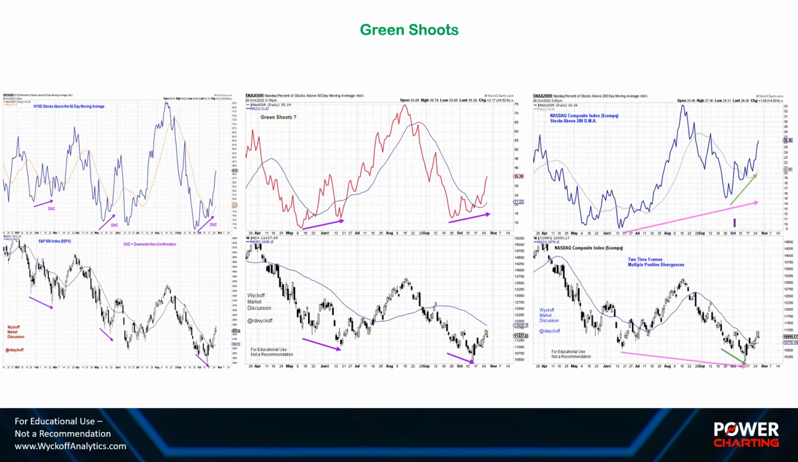Are the internals improving in the stocks above their 200-day from a very low level? Again, this was below 10% here and below about 15% here. Very low number. Markets washed out. Very few stocks are in uptrends as defined by their 200-day. And now we have upward directionality with a divergence that goes all the way back to June.